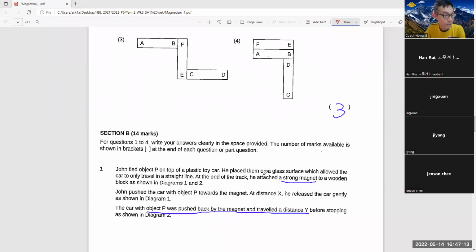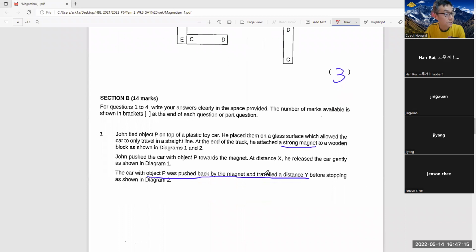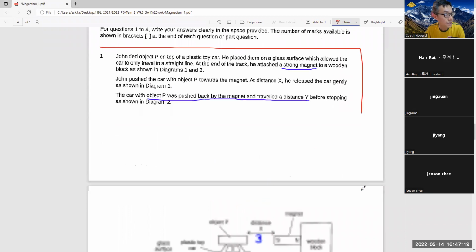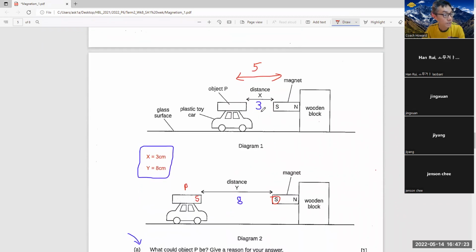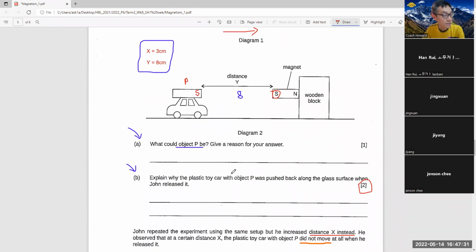Okay, let's look at this question. If you look at the question here, the diagram is on this page. So in diagram 1, when an object was pushed to a distance of 3 and released, it says that the car moved backwards. So what could object P be?